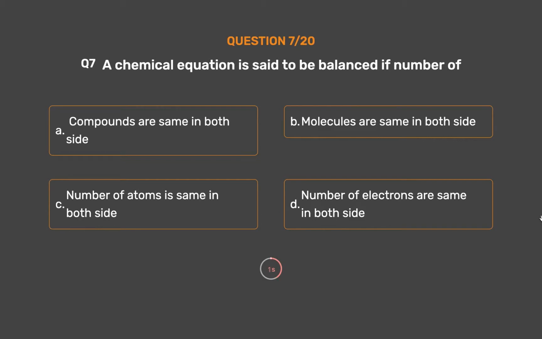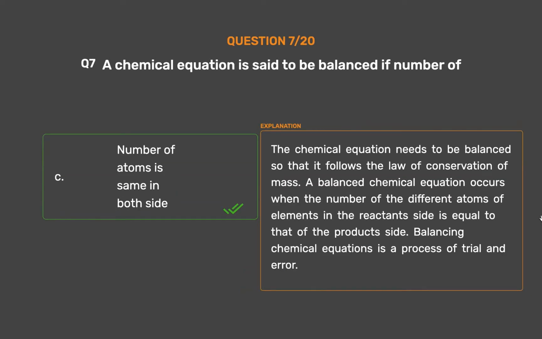The correct answer is Option C. Number of atoms is same in both sides. The chemical equation needs to be balanced so that it follows the law of conservation of mass. A balanced chemical equation occurs when the number of the different atoms of elements in the reactant side is equal to that of the product side. Balancing chemical equations is a process of trial and error.